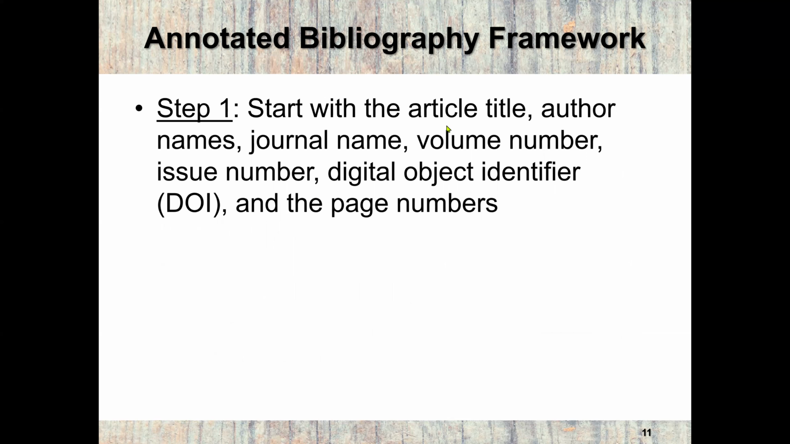So these are the steps. Step one, we should start with the article title, the author name, the journal name, volume number, issue number, digital object identifier. Most articles online, professional scholarly papers, always have a DOI. Even when you publish your paper, the publishers or the journal editors, the organization, they will surely assign a DOI to your article. So we always have it in our references, and also the page numbers. In this case, we are going to use the APA format. The APA format teaches how to write this down. So that's the first step.